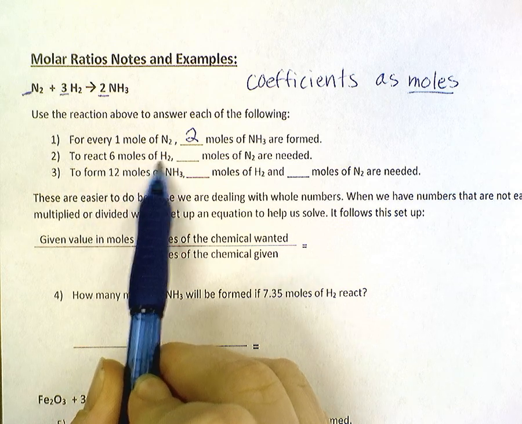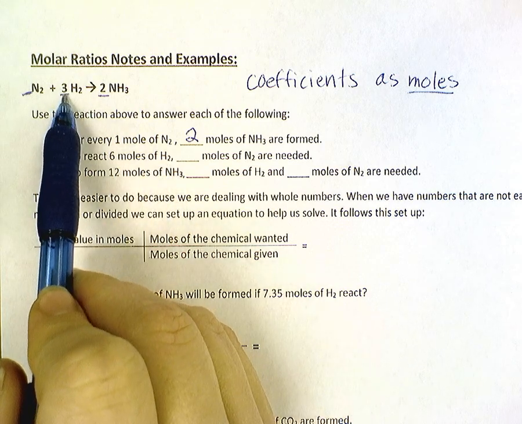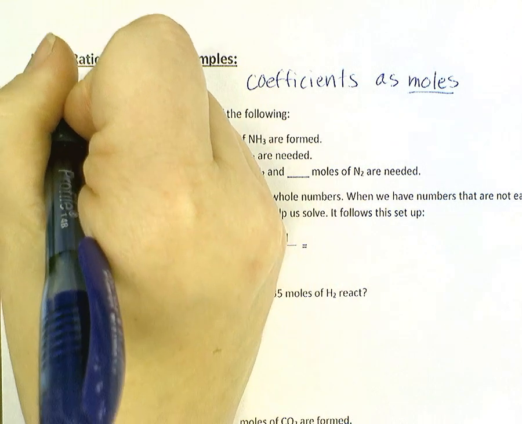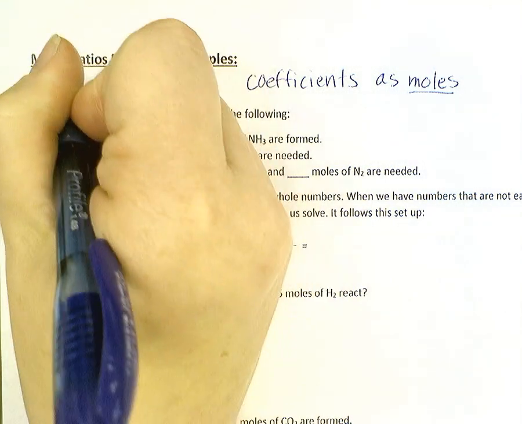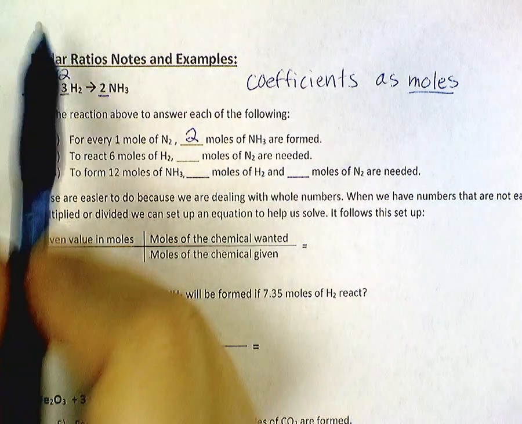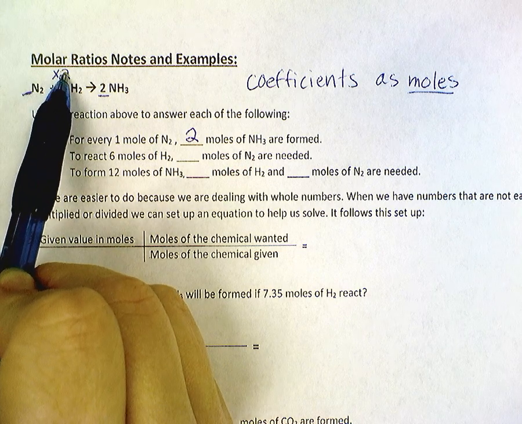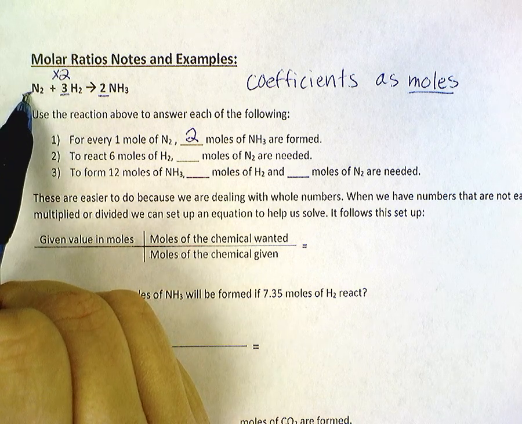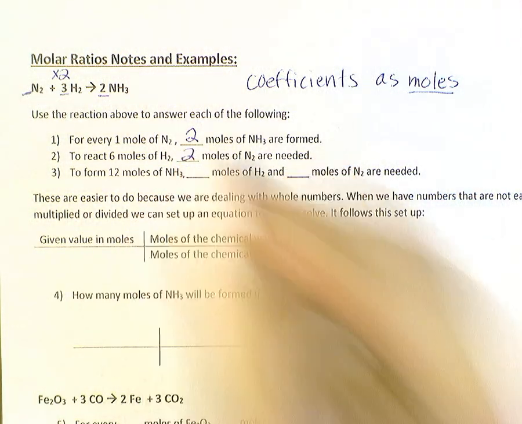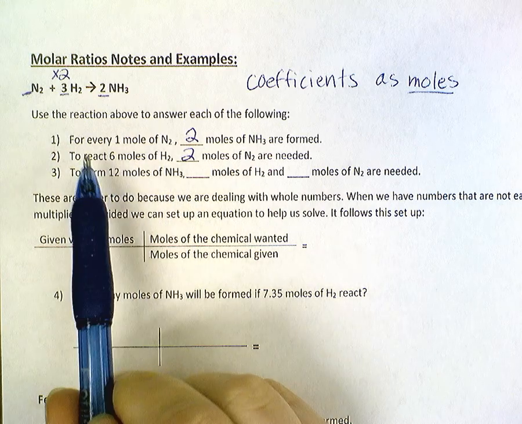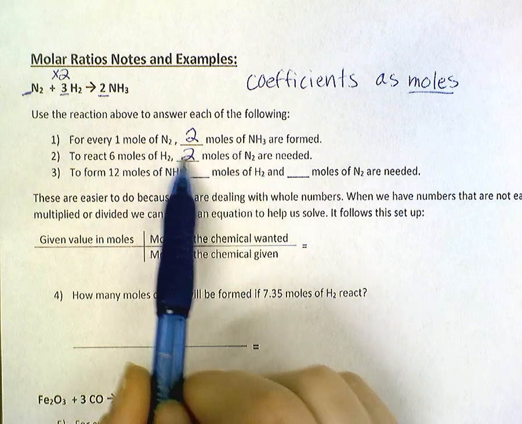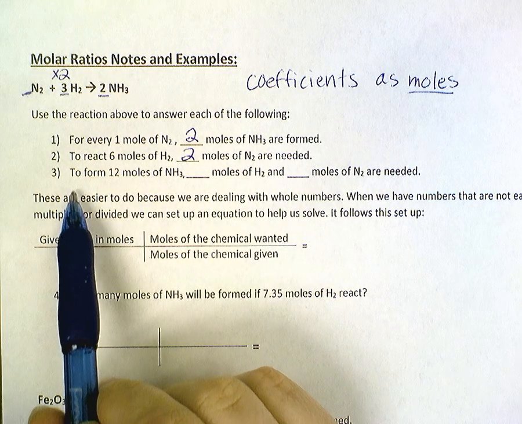To react 6 moles of hydrogen, so if we looked at this, we have 3 here, so 6 is twice as much. So we could think of this as multiplying it by 2. Blank moles of N2 are needed. So if we multiplied hydrogen by 2, we'd also have to multiply our coefficient of nitrogen by 2. So 1 times 2 gives us 2. So to react 6 moles of hydrogen, we would need 2 moles of nitrogen. We need twice as much on both of them.